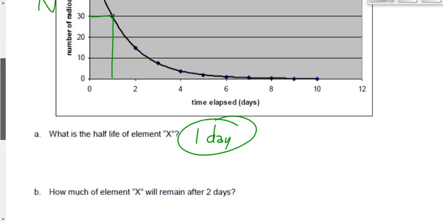How much of element X remains after 2 days? Well, let's go up and over from 2 days. Looks to be about 15. About 15 nuclei.